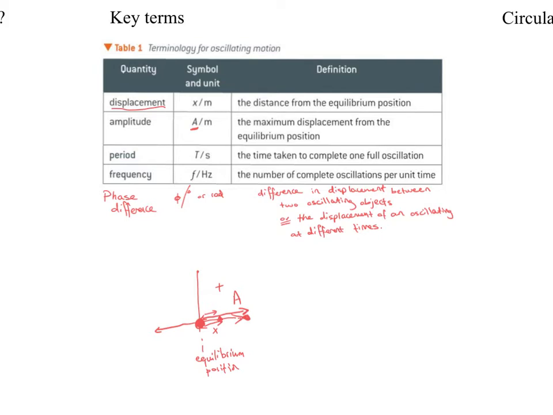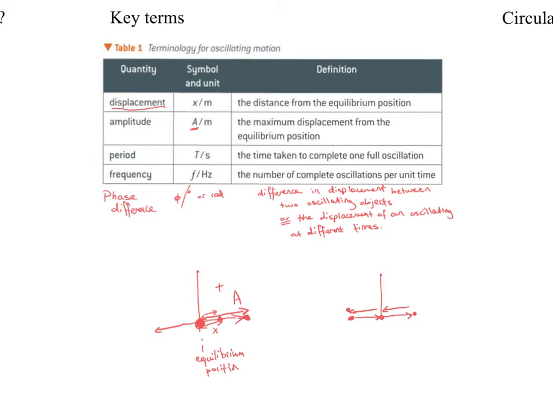Period is the time taken to complete one full oscillation. So, for example, in the case of a bob, if you displace it to this position, it's the time it takes to go to equilibrium, then pass to the other maximum displacement, the positive amplitude, return back to equilibrium, and then back to where it started. That's one full oscillation, and it's measured in seconds, and the symbol is capital T, like the period of waves.